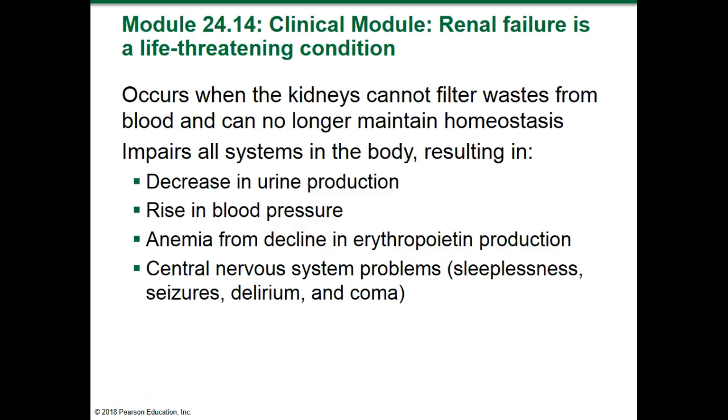Anemia occurs from the decline in the erythropoietin production. That's the hormone that increases blood cell formation, red blood cell formation. Central nervous system problems develop, so sleeplessness, seizures, delirium, and coma.